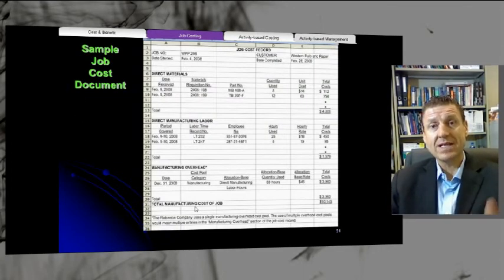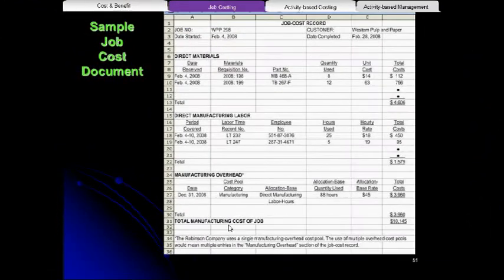And so we have a sample job cost document here. I won't bore you with the detail, but here we've got direct materials, direct manufacturing labor, and manufacturing overhead, and we have the total cost of the job. As you can see, for a particular customer, there are different quantities of different parts being used. There are different hours of different employees being used, and there's an allocation base for manufacturing overhead. And what do we use as the allocation base? Direct manufacturing labor hours. That is the case here.